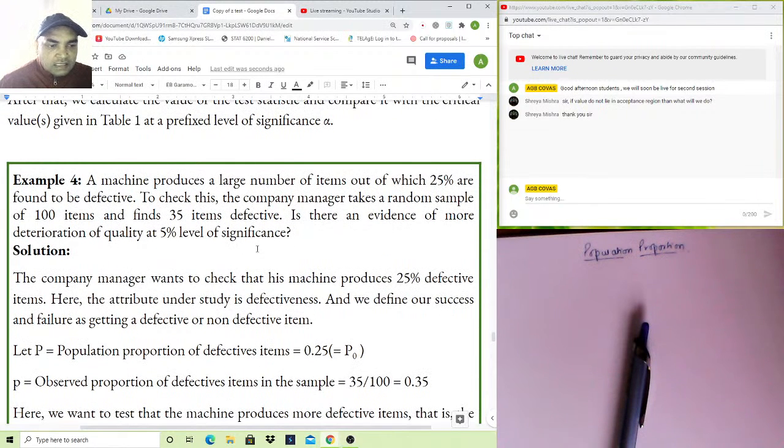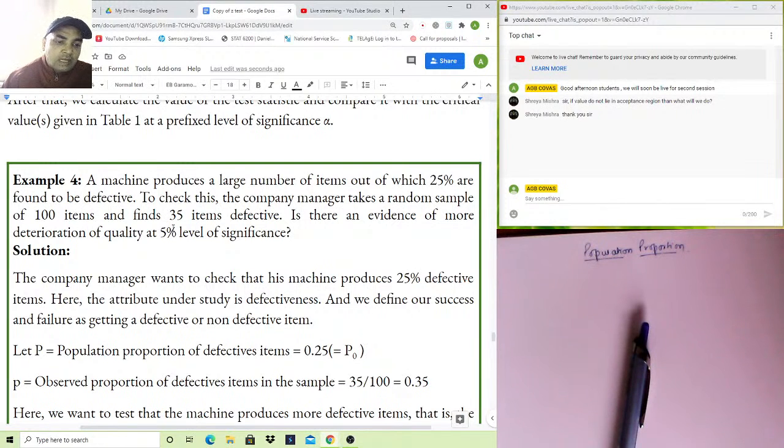So let us understand this with an example. Say, for example, a machine produces a large number of items, out of which 25% are found to be defective. To check this, the company manager takes a random sample of 100 items and finds 35 items defective. So is there evidence of more deterioration of quality at the 5% level of significance?